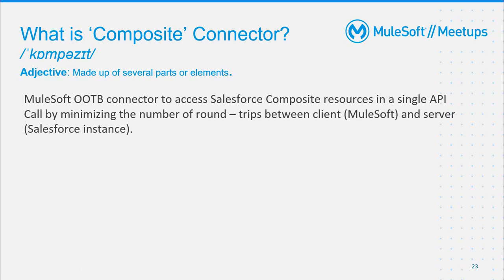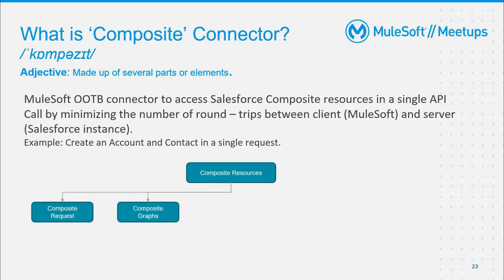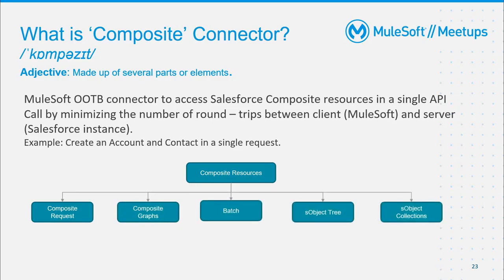So, how many composite resources do we have in Salesforce currently? Let's see. Composite resources: we have composite request, composite graphs, batch, sObject tree, and sObject collections.